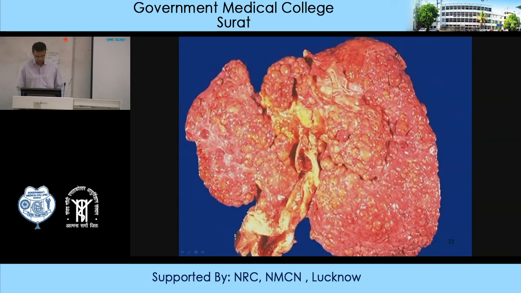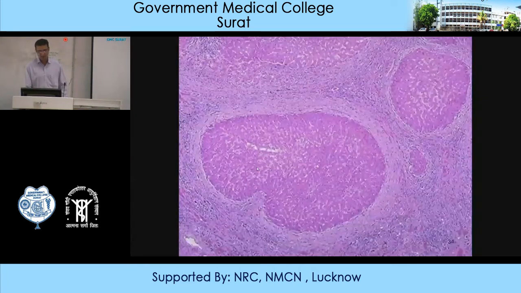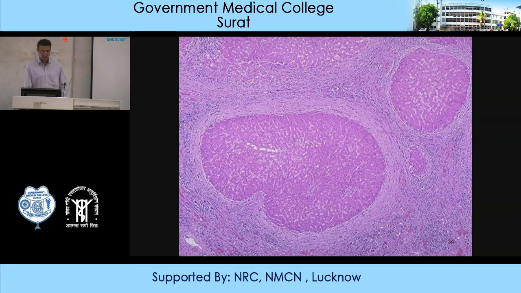Section. See, here there is a microscopic examination where there is formation of nodules surrounded by fibrosis, either bridging or portal to portal fibrosis. Okay, so the normal architecture of the liver is lost, with formation of nodules and fibrosis.